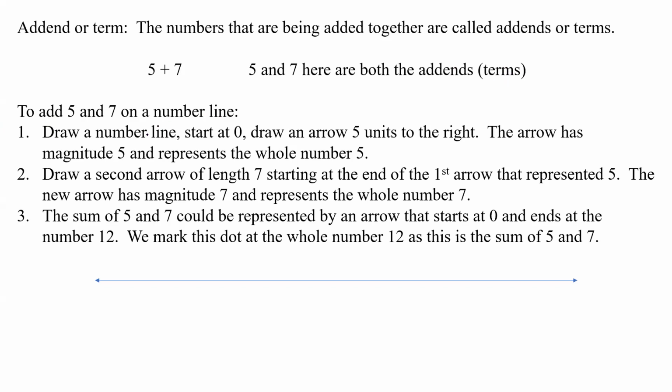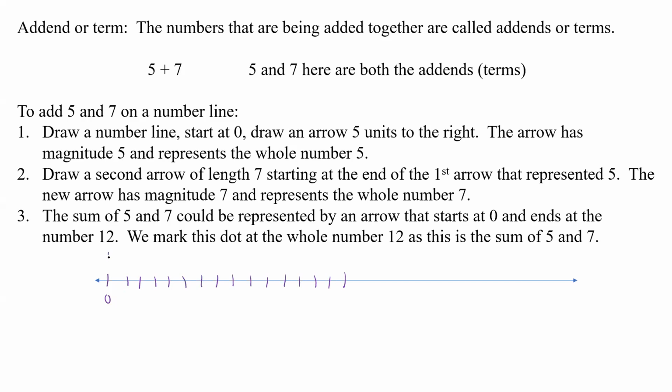So first we're going to draw a number line. We're going to start at 0, and then we're going to draw an arrow 5 units to the right. And this arrow has a magnitude of 5, which represents the whole number 5. So let's do that first. So we're going to start at 0, then we'll have 1, 2, 3, 4, 5, 6, 7, 8, 9, 10, 11, 12, 13, 14, 15. That should be good. And so we want to draw an arrow 5 units to the right, starting here.